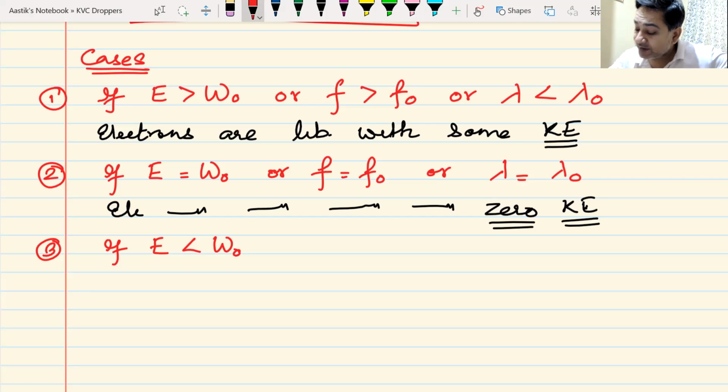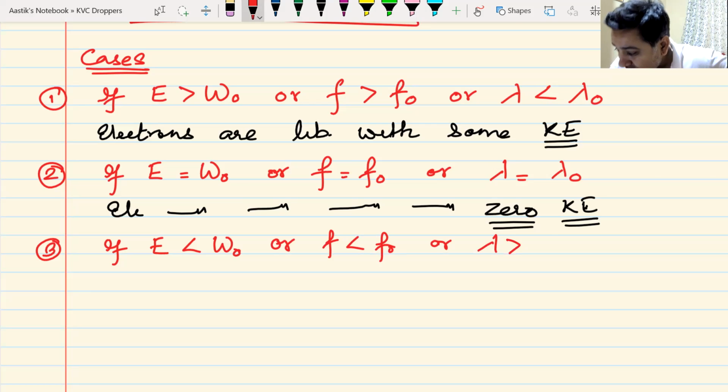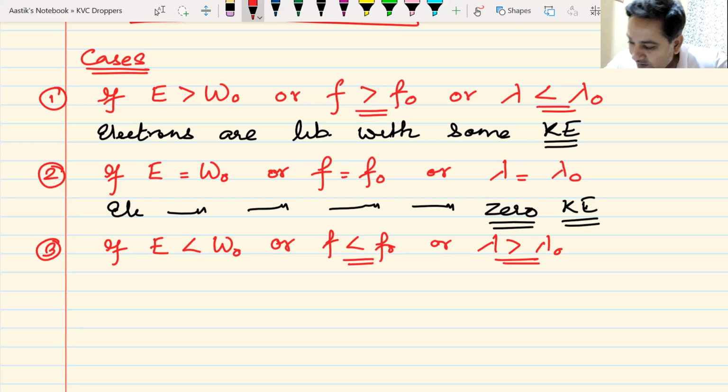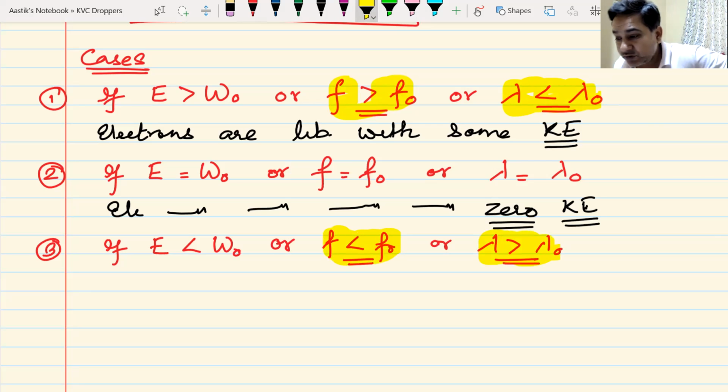Yes, sir. If the energy of the photon is less than the work function, or the frequency of the photon is less than f naught, or third, lambda is greater than lambda naught. Remember, this is the reverse case. Do we understand that relation here? If f is more than f naught, there lambda is less than lambda naught. Here f is less than f naught, or lambda is greater than lambda naught. We have this idea, yes or no? Yes, sir.